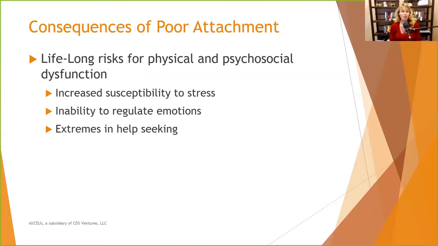Consequences of poor attachment. So if you're not securely attached, you're not reaching out for help when you need it, you're not able to self-soothe, you've got one or more of those other types of attachment styles, so you can't count on yourself. I mean, that's pretty much what we come down to in all three of those. They can't identify or respond to their own internal cues, and they don't think they can count on anyone else to respond to them, which is a scary place to be. So there are lifelong risks for physical and psychosocial dysfunction.